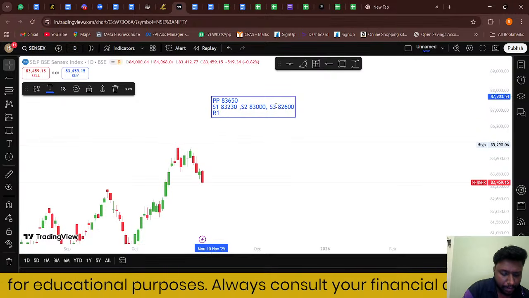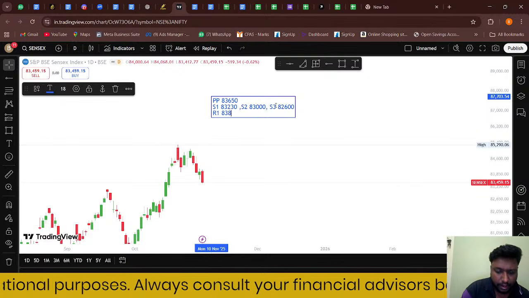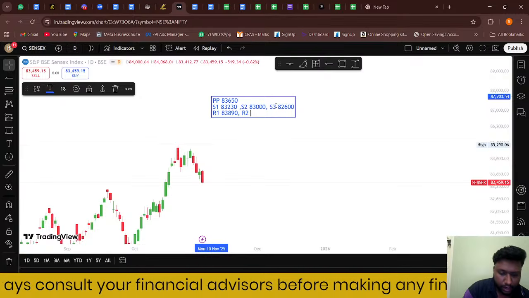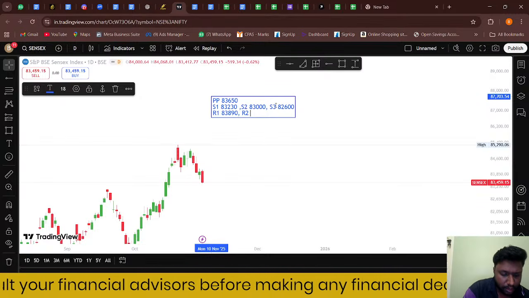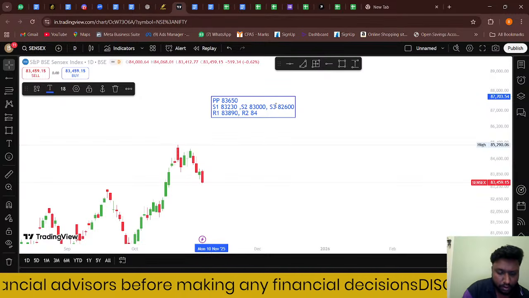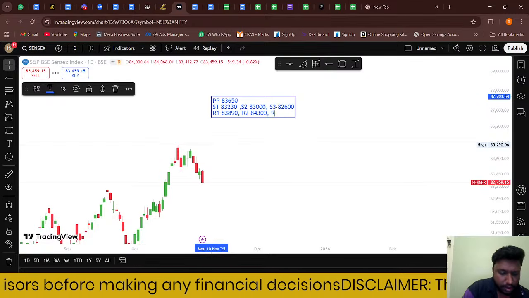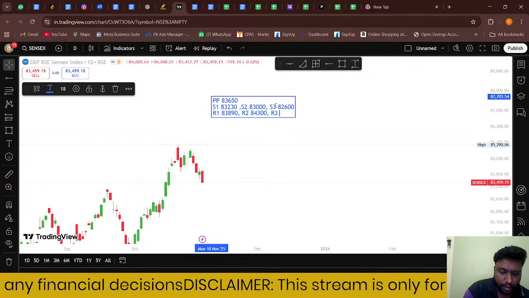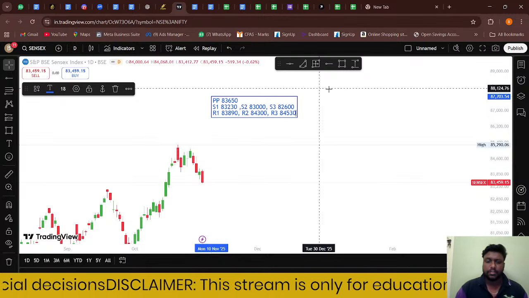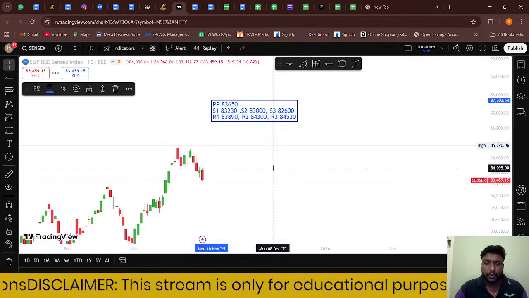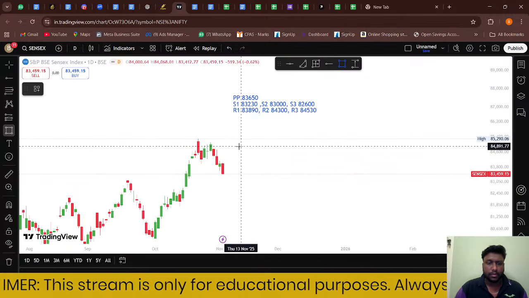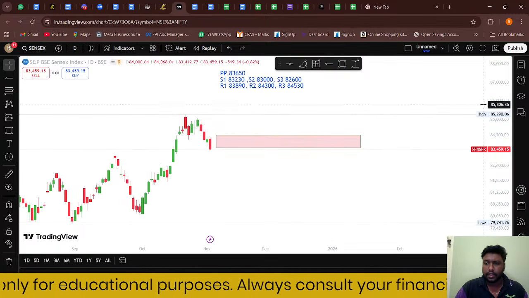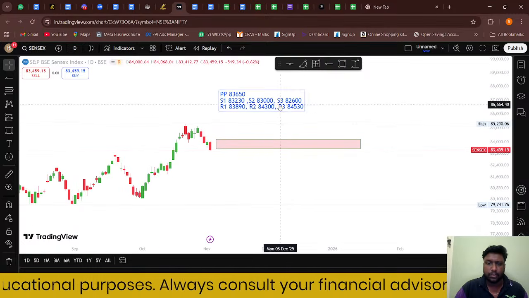Resistance 1 will be at 83,890, and R2 will be at 84,300, and R3 will be at 84,530. So these are the three supports and resistances for Sensex. With respect to this, we will zone this out.